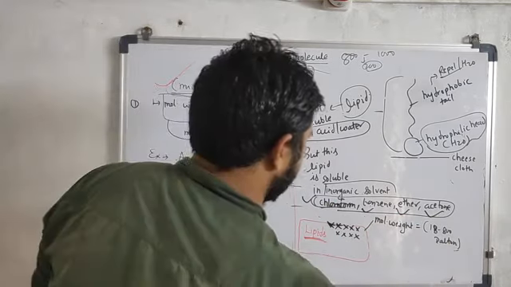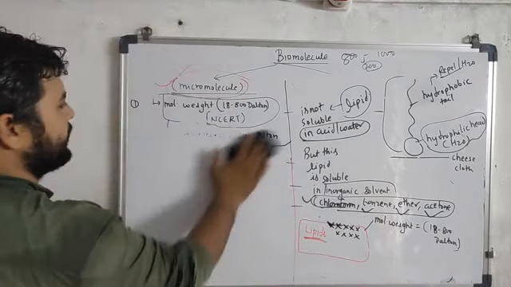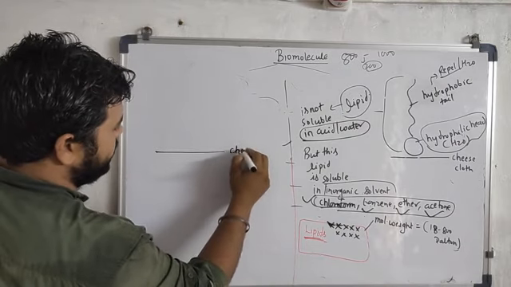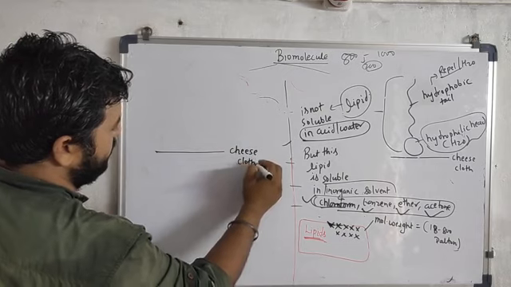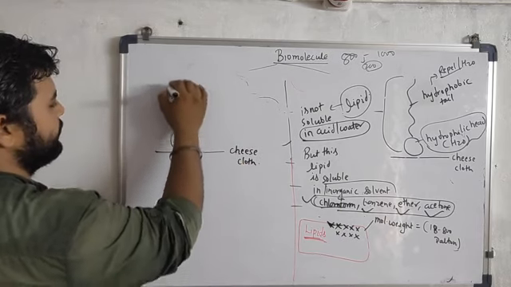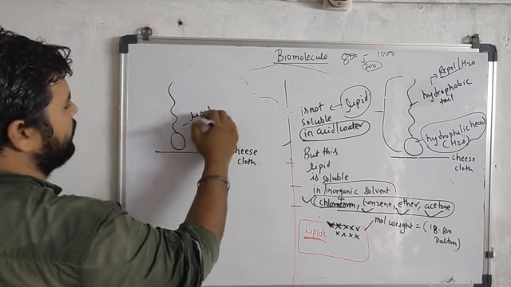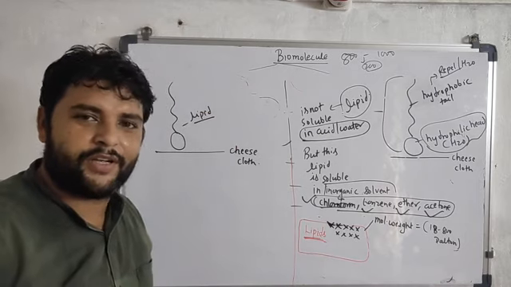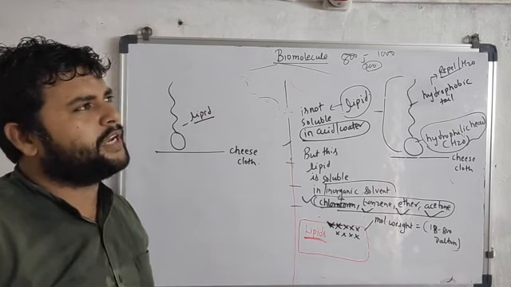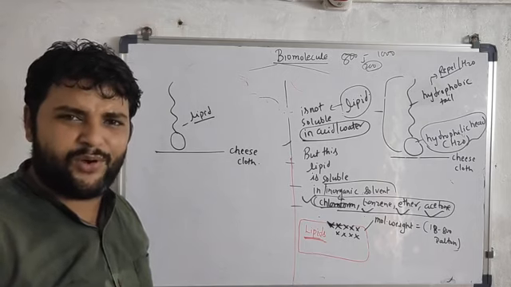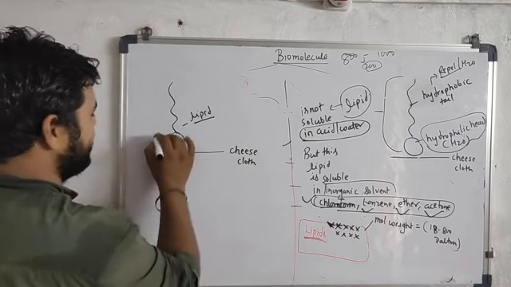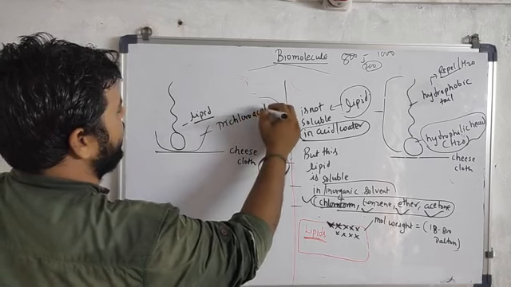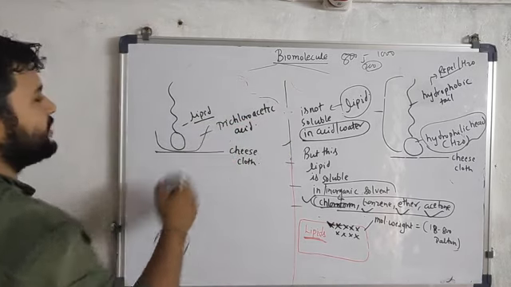Now whenever you go through this point, this was the cheesecloth. Suppose this is a lipid. What type of solution have we taken? Just remember, we have taken CCl3COOH, that is trichloroacetic acid, and this is the lipid.